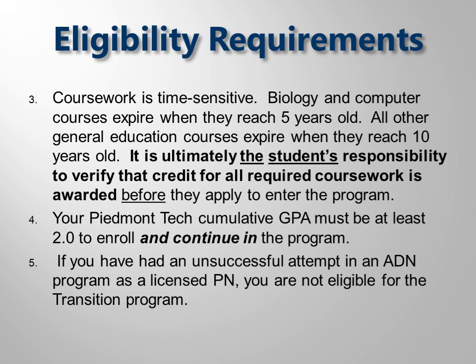The fourth requirement is that you must have a PTC cumulative GPA of at least a 2.0. You must also maintain a GPA of at least 2.0 to continue in the program. The fifth requirement is that you may not have had an unsuccessful attempt in any ADN program as a licensed PN. In other words, if you received your practical nursing license and then enrolled in an associate degree nursing program and you were unsuccessful in that program, you are not eligible for the PTC transition program.